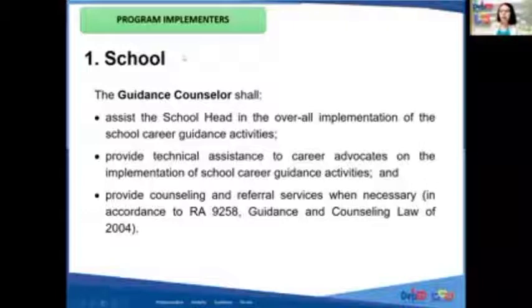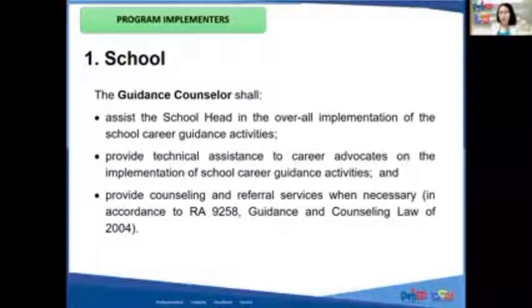So the guidance counselor shall assist the school head in the overall implementation of the school career guidance activities. So simula doon sa orientation hanggang doon sa monitoring and evaluation, the guidance counselor may assist the school head. And then provide technical assistance to career advocates on the implementation of school career guidance activities, and provide counseling and referral services when necessary. So this is in accordance to RA 9258 or the Guidance and Counseling Law of 2004.